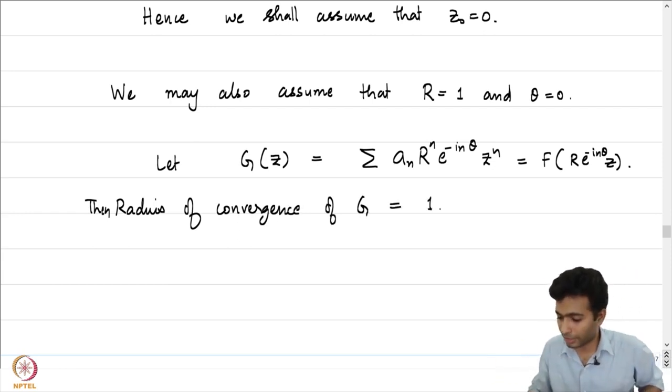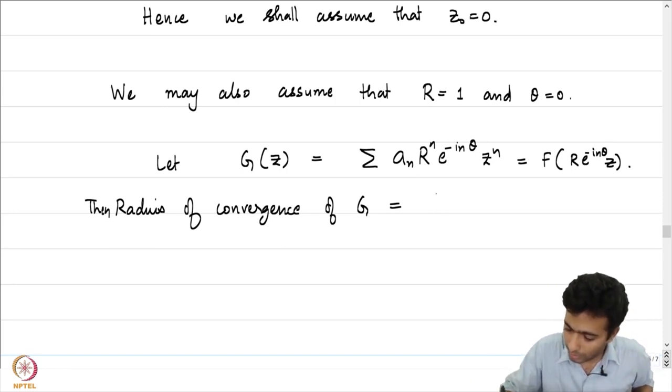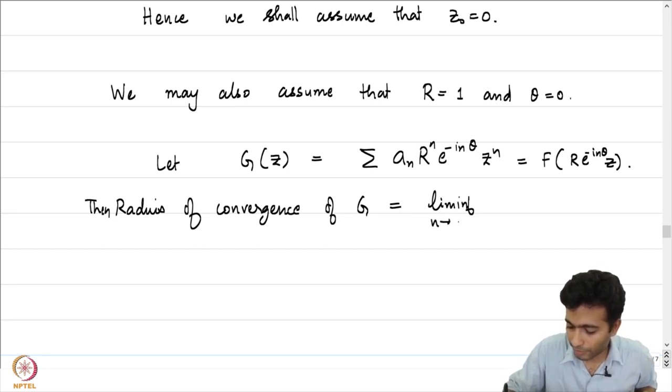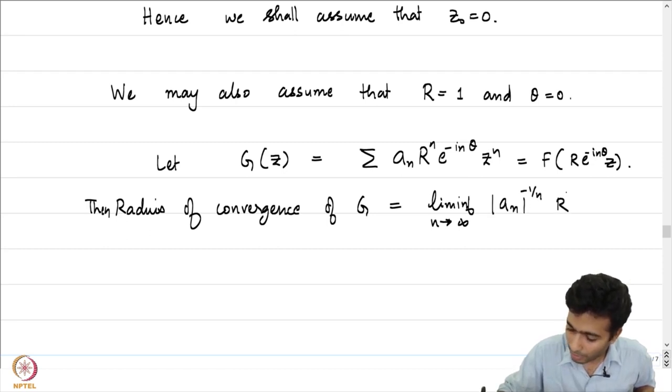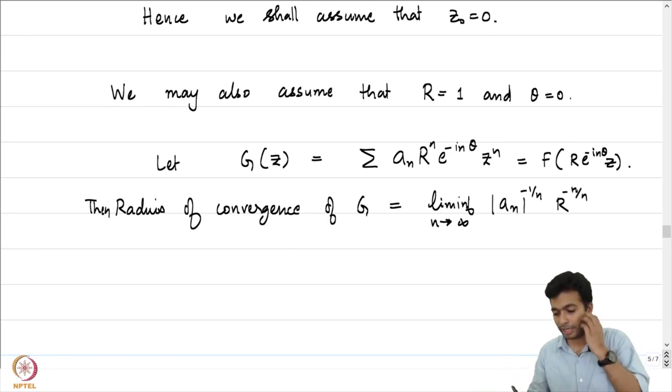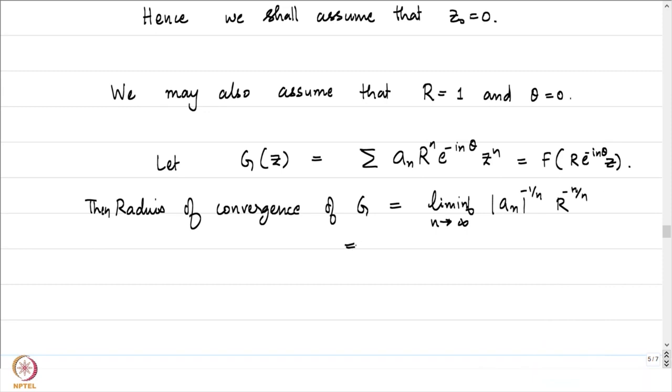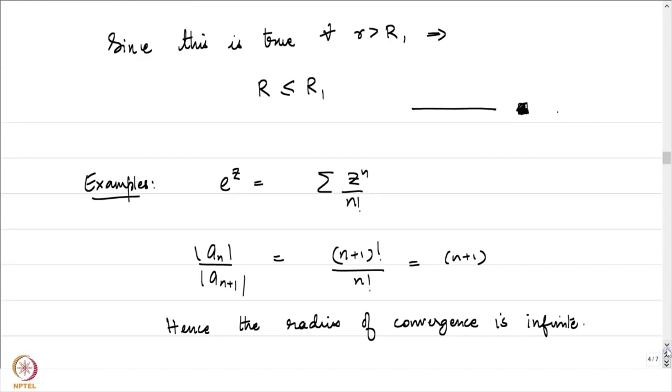That is something which you should sit down and check, because it is equal to the limit as n goes to infinity of mod a n to the power minus 1 by n times r to the power minus 1 by n, which is r to the power minus n by n. Remember, r is a positive number, and the absolute value of e to the power minus i n theta is 1. So this is just going to be equal to 1 by r times the limit as n goes to infinity of mod a n to the power minus 1 by n, which is equal to 1. So this is a power series which has a radius of convergence 1, and its disk of convergence is the unit disk.